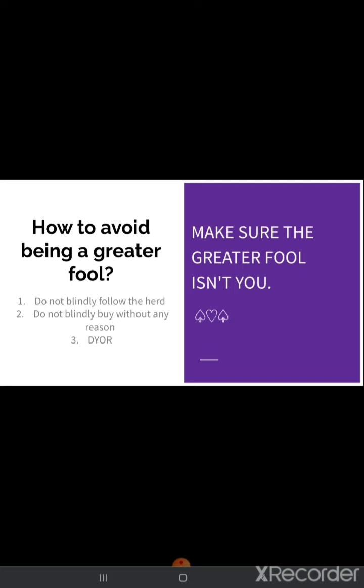Instead of looking for a place to short it, why should this person be telling me to buy at this rate? These are things you have to ask yourself. Do not blindly follow the herd, paying higher and higher prices without any reason. Make sure you do your own research. That's number 3. I said DYOR. Make sure you do your own research.